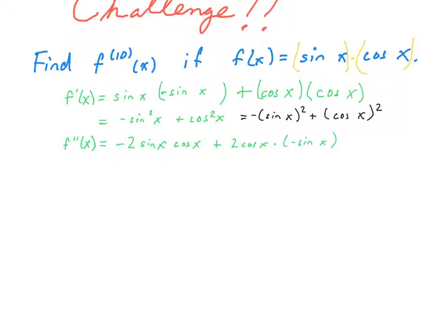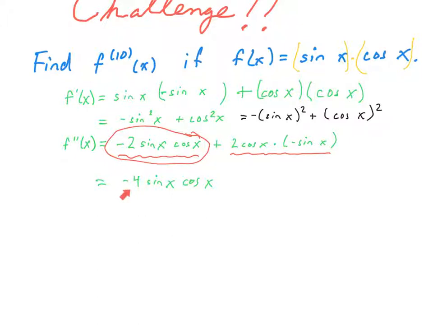And then let's start using some observational powers if we can here. Negative 2 sine x cosine x and 2 cosine x times negative sine x, well, those are like terms, aren't they? They're really both equivalent to this negative 2 sine x cosine x bit right there. And so if we've got negative 2 of something, and then negative 2 more of it, we've got negative 4, in this case, sine x cosine x. And so what you're going to be able to see then is that the second derivative of the function was simply negative 4 times the original function, sine x cosine x right there, right?